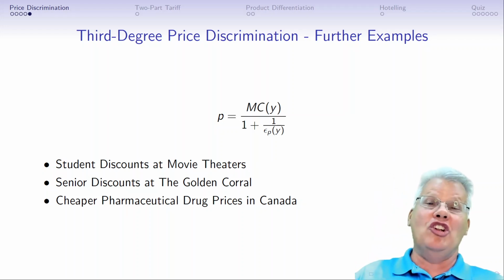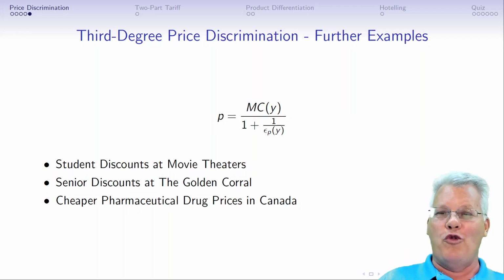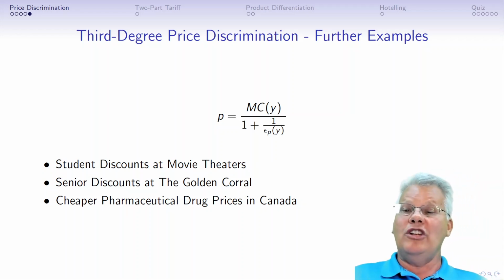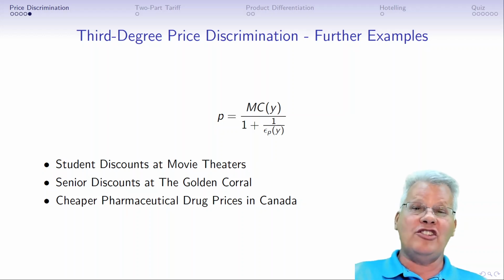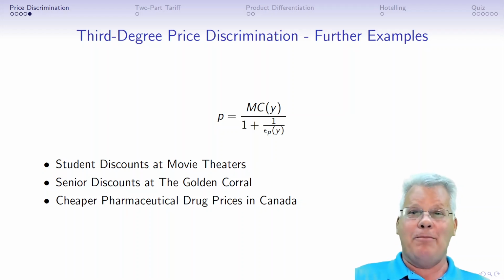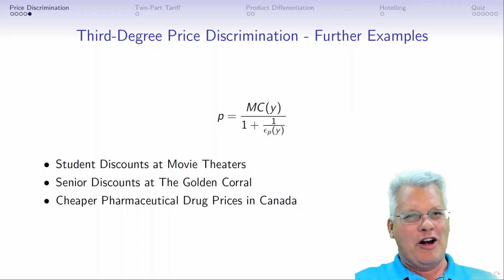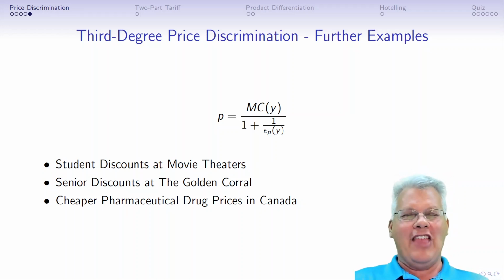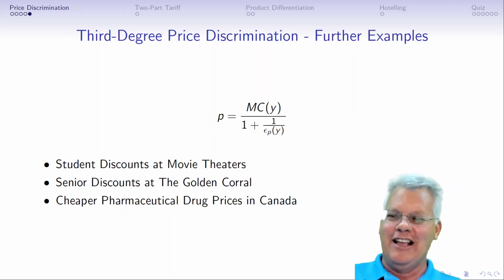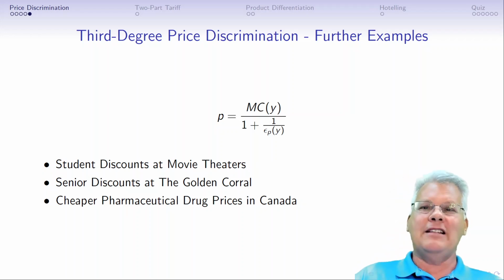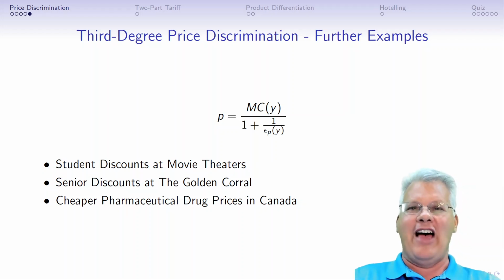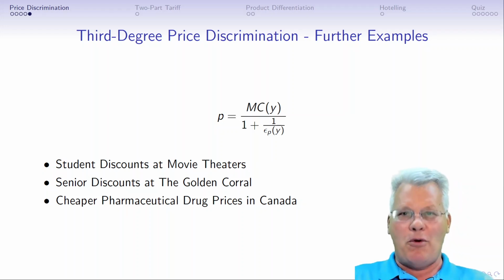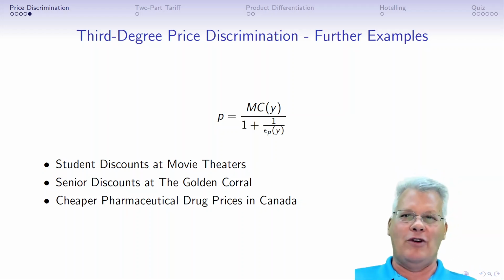A couple additional examples if cars don't do it for you. Student discounts at movie theaters. I would submit that the reason why theaters give discounts to students is not that they particularly love you. I'm sorry to break this to you. It's not that they have great affection for students and sympathy for you. It's that theater owners realize that students are much more price elastic. You guys respond to changes in price, right?